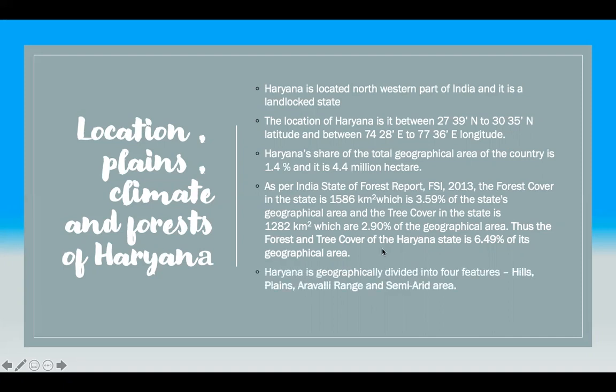Haryana is geographically divided into four regions: hills, plains, Aravali range, and semi-arid range. Basically, this last line means that Haryana is divided into hills, plains, the Aravali range, and the semi-arid area. The weather in Haryana is often rainy.